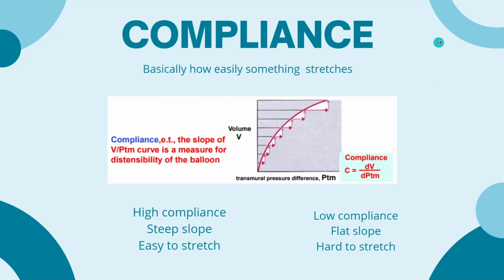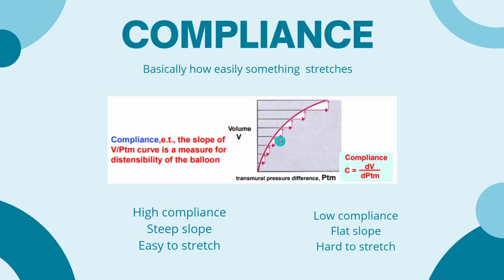Okay, now let's talk about compliance and how we measure it. So, compliance is defined as the change in volume over the change in transmural pressure that causes the change in volume. Basically, what we refer to it as how easily something stretches. Now, if you look at this graph here, what can you notice? There is a part of the graph with a steep slope and a part of the graph with a much flatter slope.